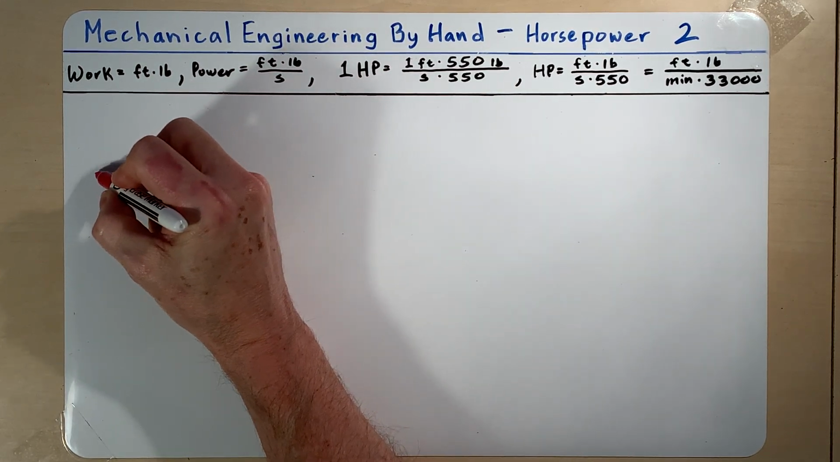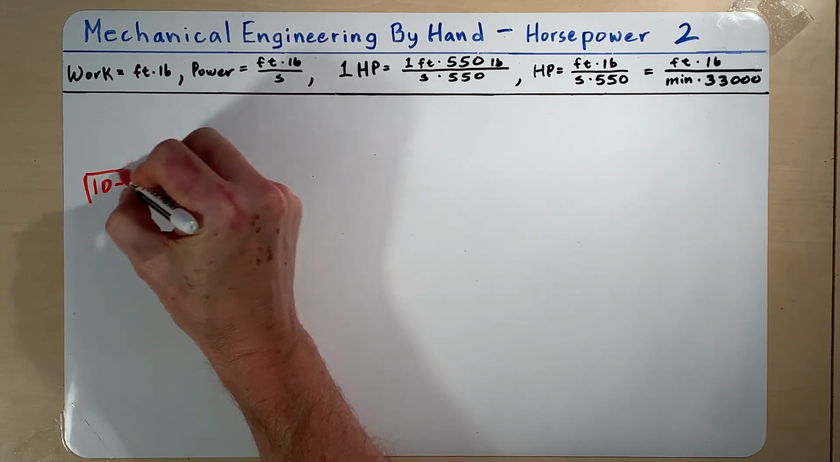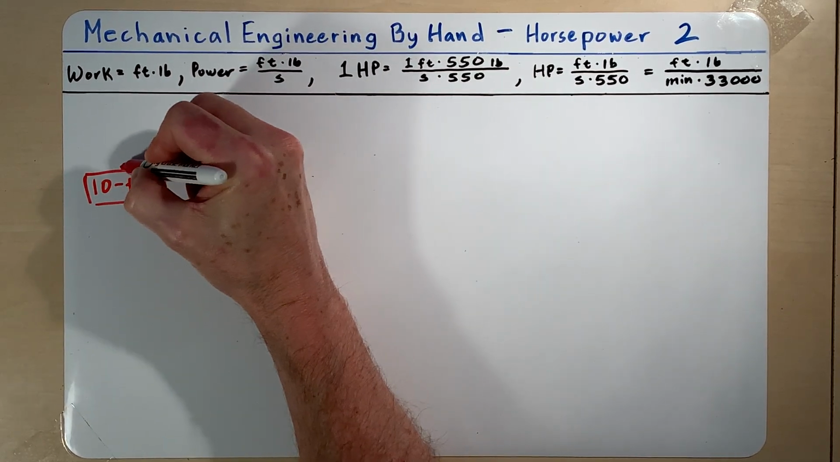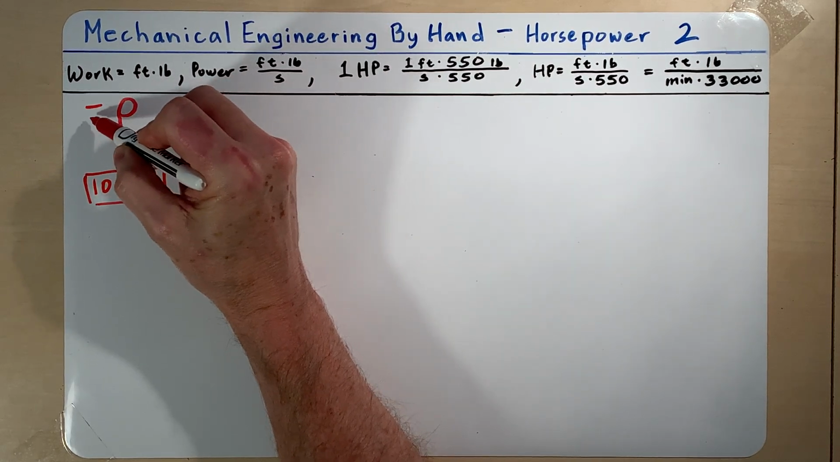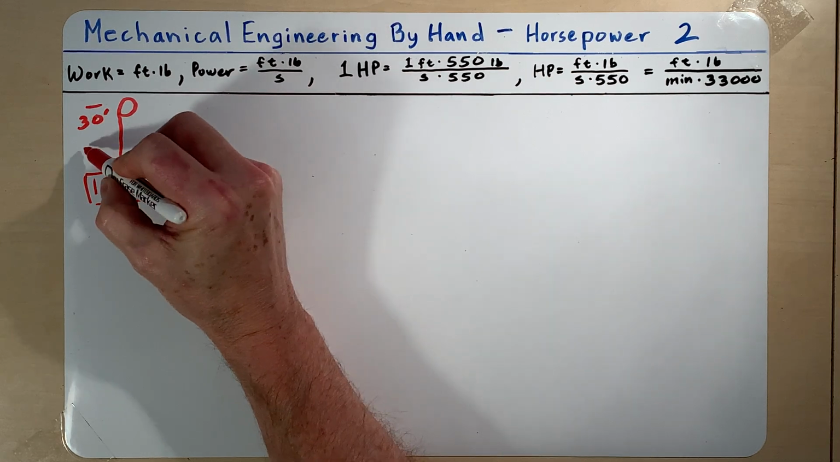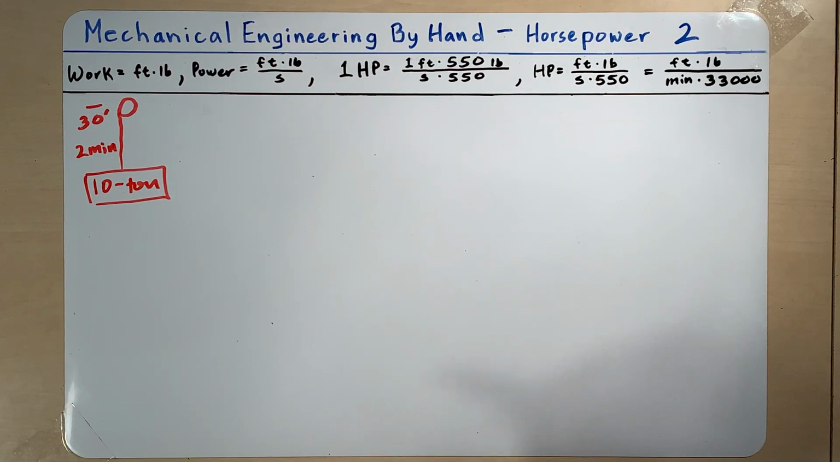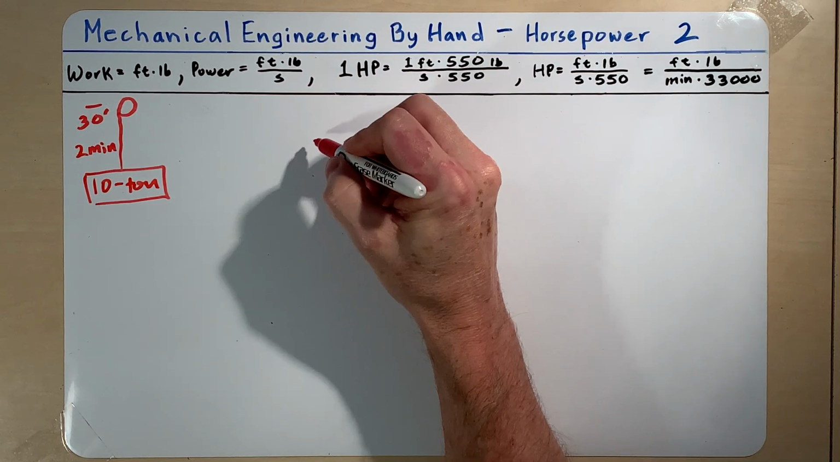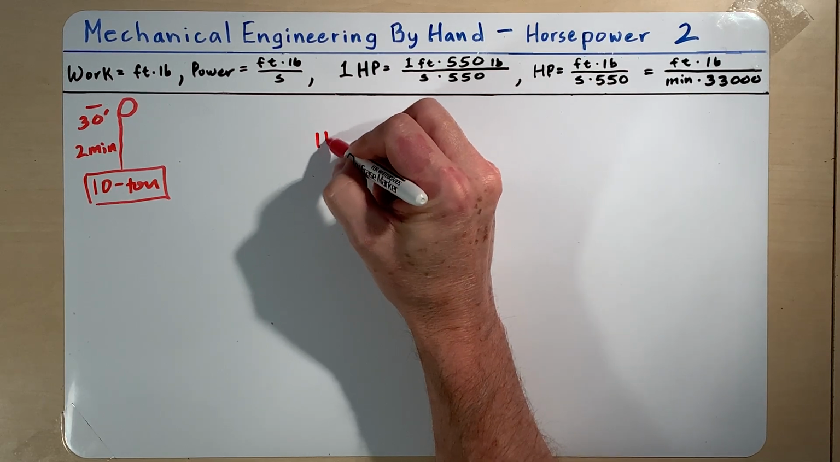Let's say we have a 10-ton load that we want to raise with a hoist, and we want to raise it 30 feet, and we're willing to wait 2 minutes for it to raise that load up 30 feet. So our horsepower, since we're dealing with minutes, we'll use this equation.